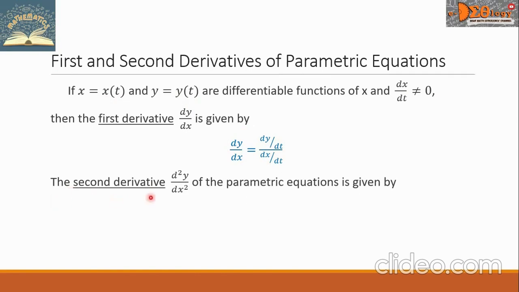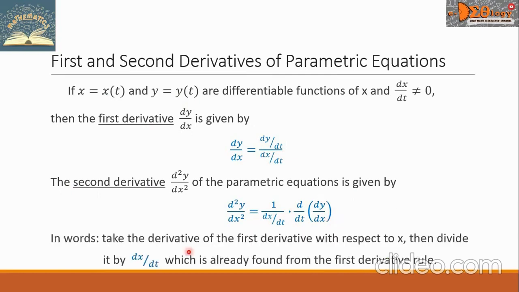Now, the second derivative of the parametric equations is given by this equation. This is equal to 1 over dx over dt times d over dt of the first derivative dy over dx. In words, take the derivative of the first derivative with respect to t, then divide it by dx over dt, which is already found from the first derivative rule.